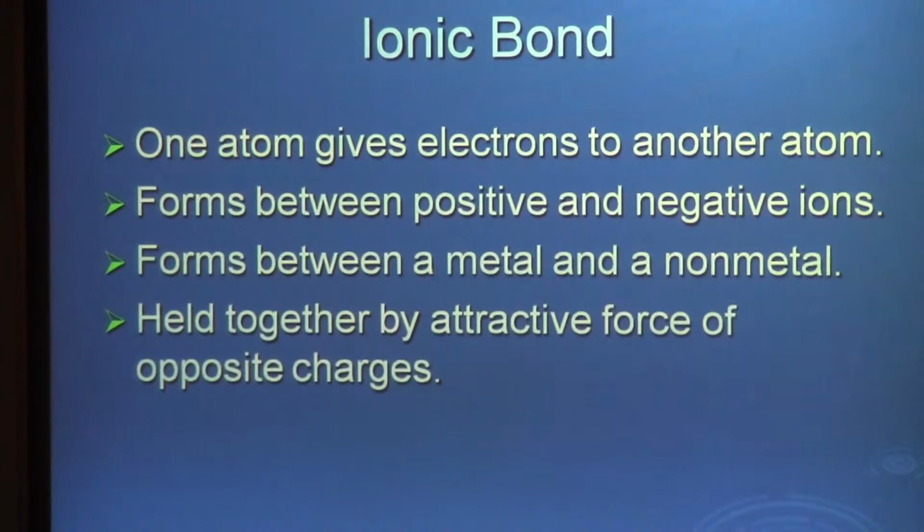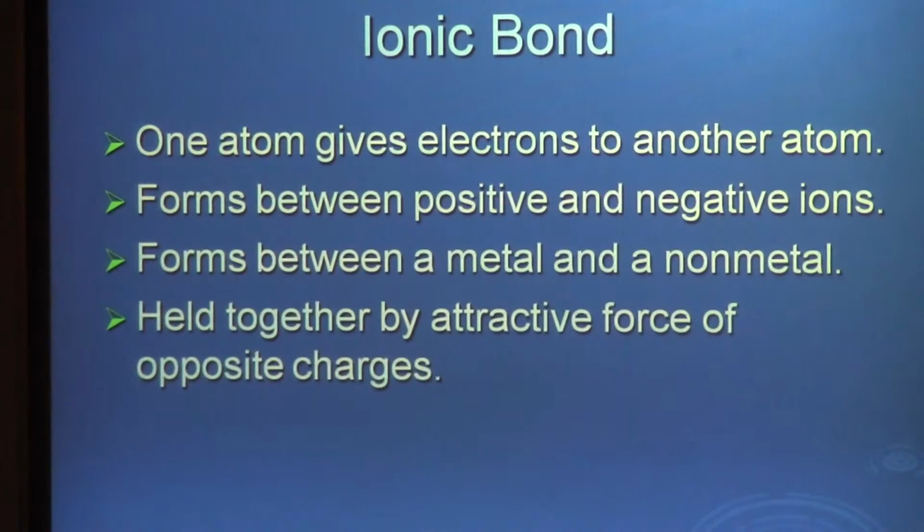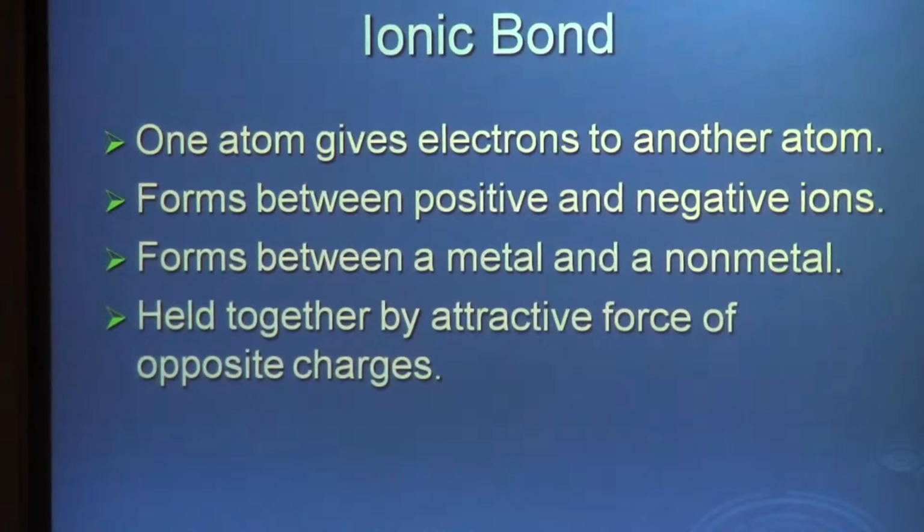Okay, so can you underline one atom gives electrons to another? Ionic bond is where an atom is giving electrons from one to another. And it has to happen between a metal and a non-metal. Metal and a non-metal.